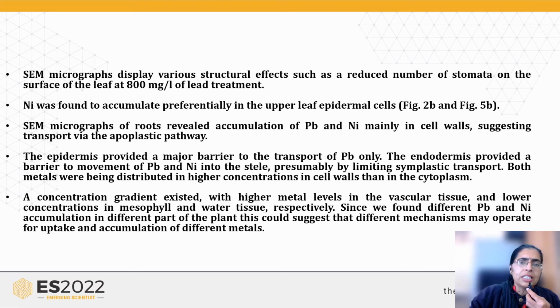SEM micrographs display various structural effects, such as a reduced number of stomata on the surface of the leaf at 800 mg per liter of lead treatment. Nickel was found to accumulate preferentially in the upper leaf epidermal cells. SEM micrographs of roots revealed accumulation of lead and nickel mainly in cell walls, suggesting transport via the apoplastic pathway. The epidermis provided a major barrier to the transport of lead only.